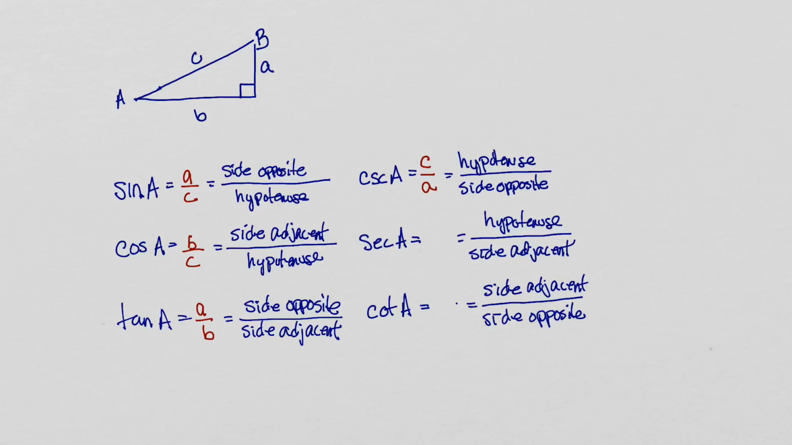Now the secant of A, still here's our angle A, is the hypotenuse over the side adjacent. Coming back to our triangle, here's the hypotenuse and the side adjacent is b. So this is going to be c over b. And then finally the cotangent of our angle A is the side adjacent over the side opposite. Here's our angle A. It's the side adjacent, b, over the side opposite, which is a. So this is b over a.